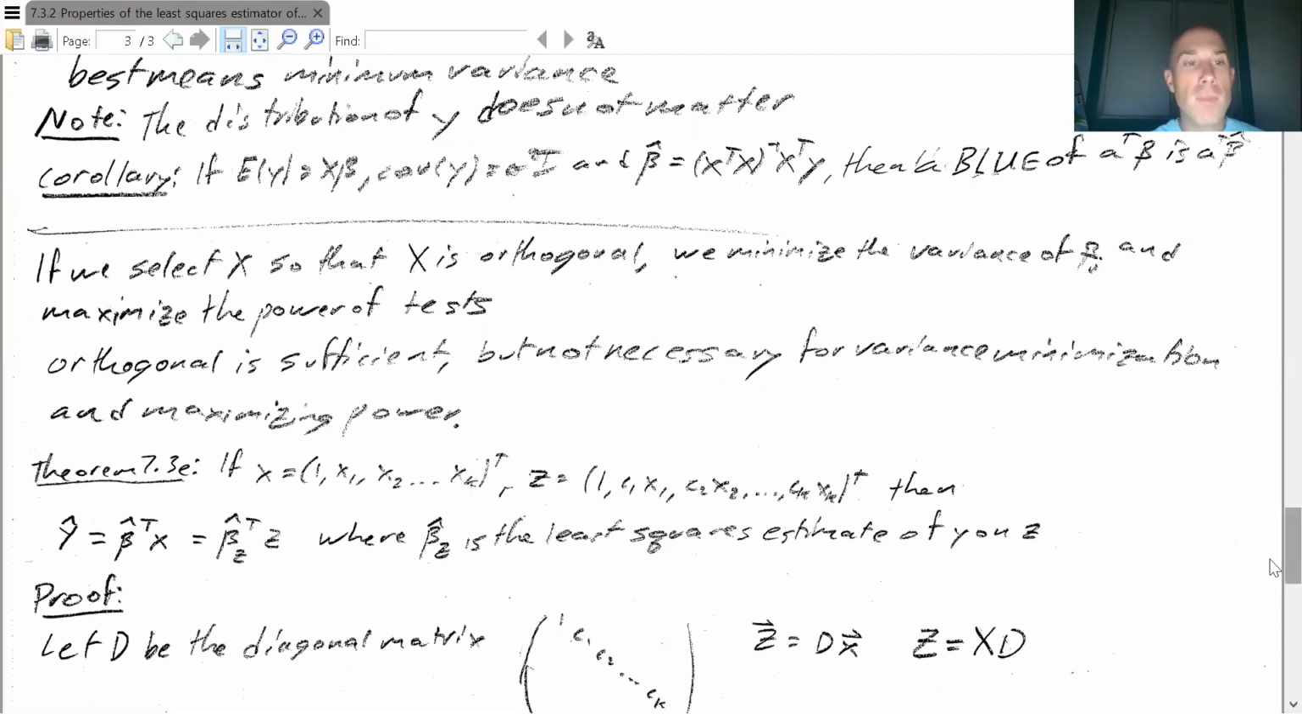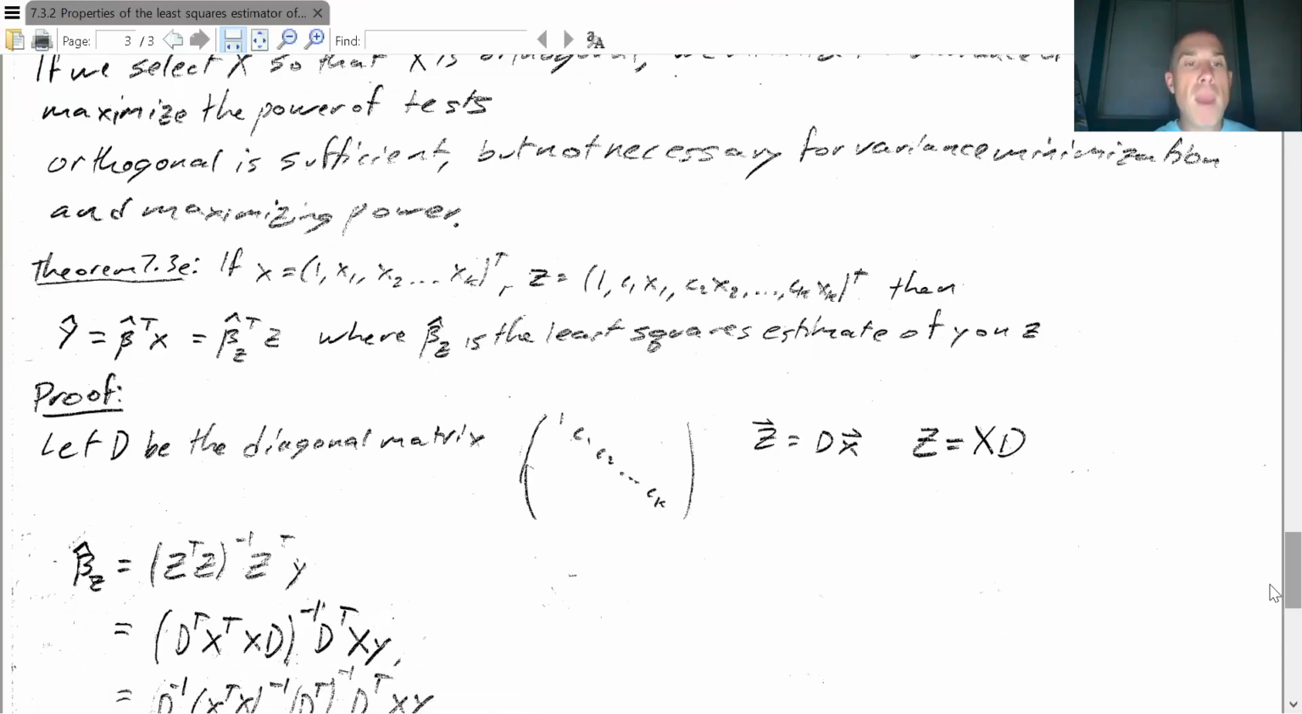Now, the next proof. Basically, this is just saying if I transform my observations in a linear manner, so I'm using matrix multiplication, then my modeled values of y will not change. If x is equal to this vector, and z is a similar vector, just that we're hitting each variable with a constant, then y hat will be beta hat transpose times x. It will also be beta hat transpose of z times z.